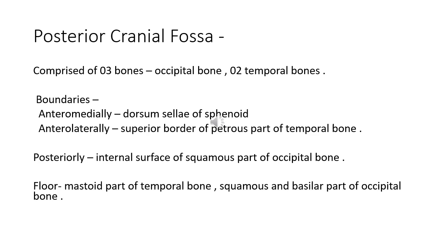Now coming to the posterior cranial fossa, it is made up of three bones. One is occipital bone and the other two are the temporal bones, that is one on each side. Coming to its boundaries, anteromedially it is formed by the dorsum sellae of sphenoid, which was the part of sella turcica which we have studied previously, and anterolaterally it is formed by superior border of the petrous part of temporal bone. Posteriorly it is formed by internal surface of the squamous part of the occipital bone, and floor of the posterior cranial fossa is formed by mastoid part of the temporal bone, squamous and basilar part of the occipital bone.